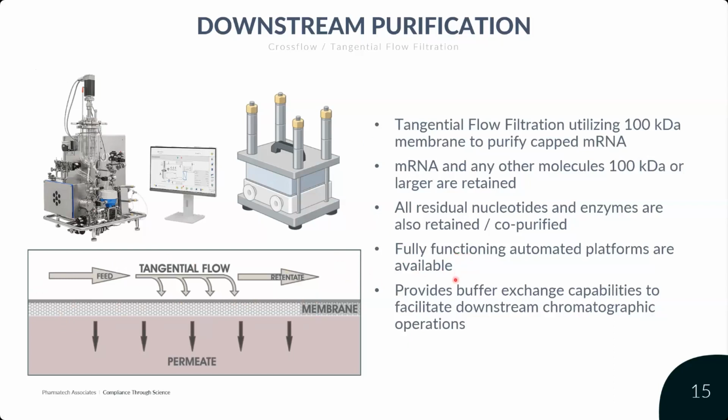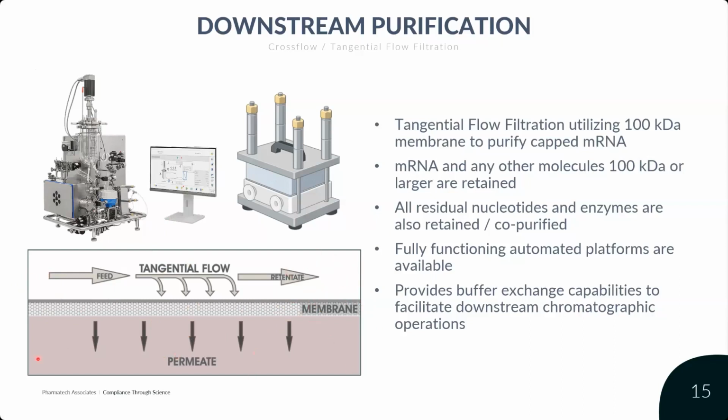One great way to do so is instead of having your feed flow perpendicular to the membrane, have it flow parallel to the membrane. So you avoid these fouling issues. You don't have to generate higher and higher pressures to combat the back pressure from the membrane. And really a consistent transmembrane pressure should allow you to retain your mRNA on the flow side of the membrane.